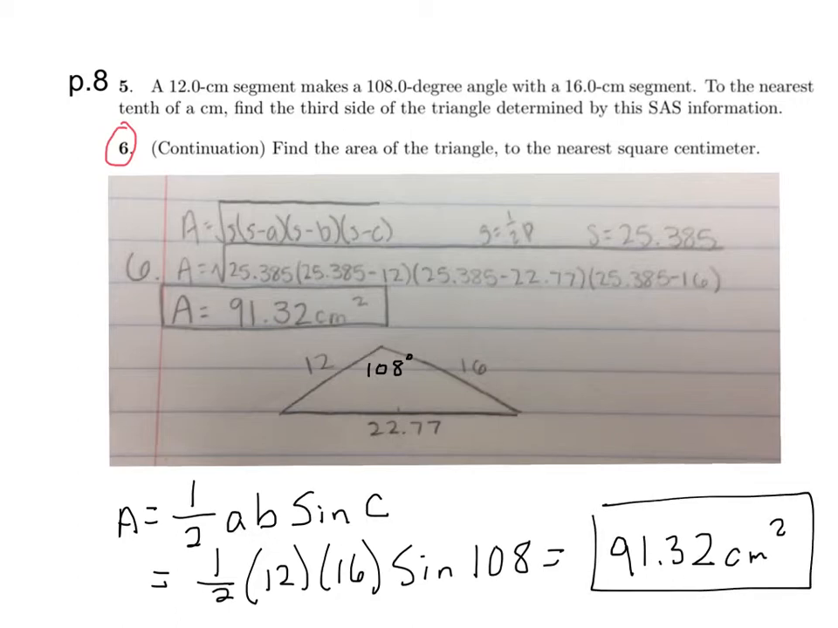Okay, one's using the information that you achieved from doing number 5, and the other one's just using the information we're given in the beginning.